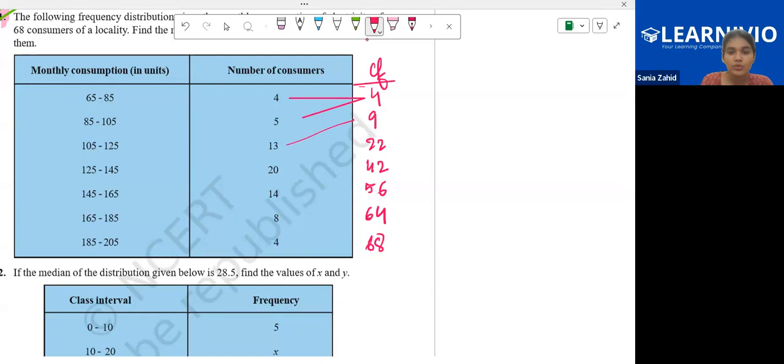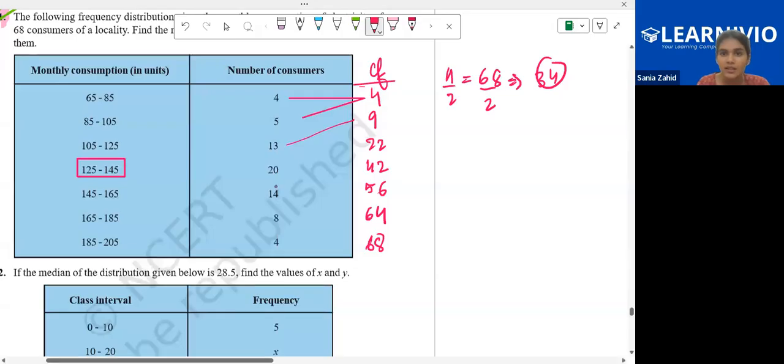Okay, so now we come to the n value. Now we know n is 68, so n by 2 is 68 by 2, that gives you 34. So where does 34 lie? 34 will be over here. This will be the median class, 125 to 145. This is the median class.